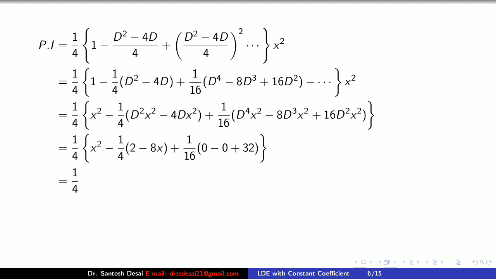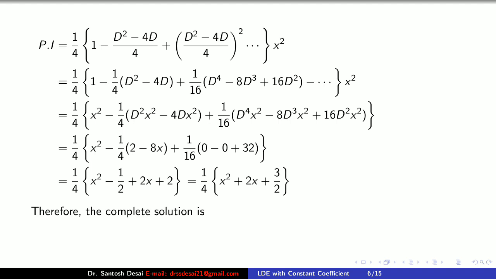Now simplifying this, we get 1 by 4 into bracket x square minus 1 by 2 plus 2x plus 2. Now simplifying the constant terms, we get 1 by 4 into bracket x square plus 2x plus 3 by 2, and this is the final particular integral. Therefore the complete solution of the given equation is y is equal to, first we write the CF, that is (C1 plus C2 x) e raised to 2x plus 1 by 4 into bracket x square plus 2x plus 3 by 2, and this is the complete solution of the given equation.